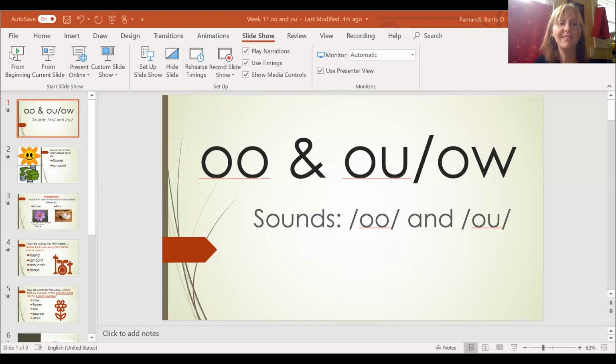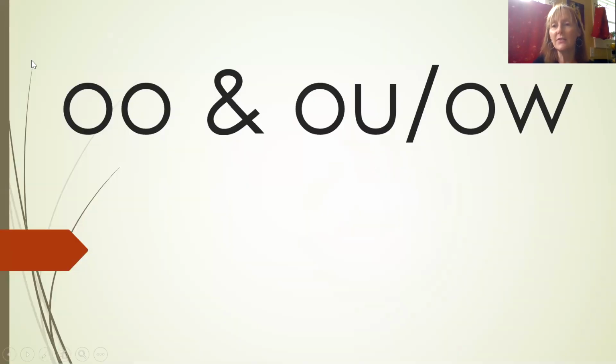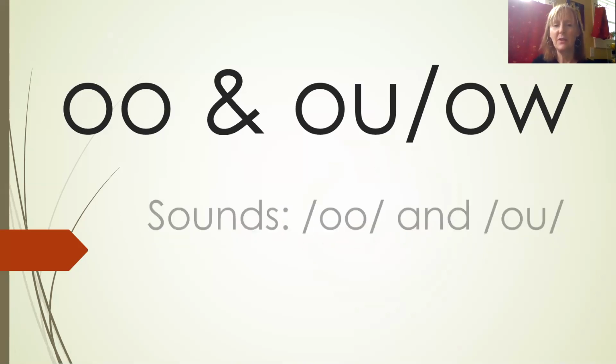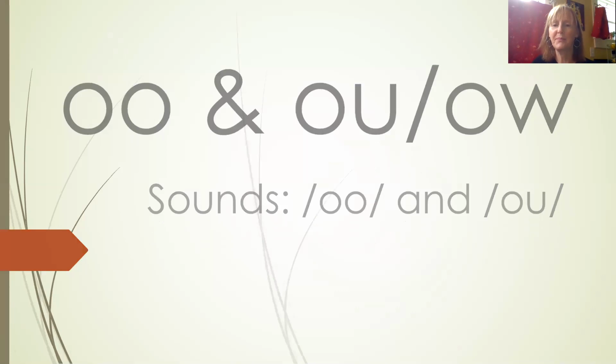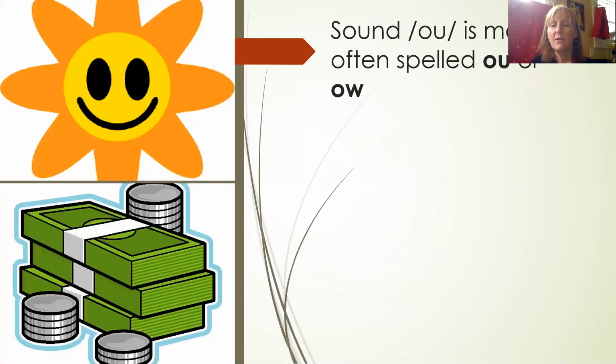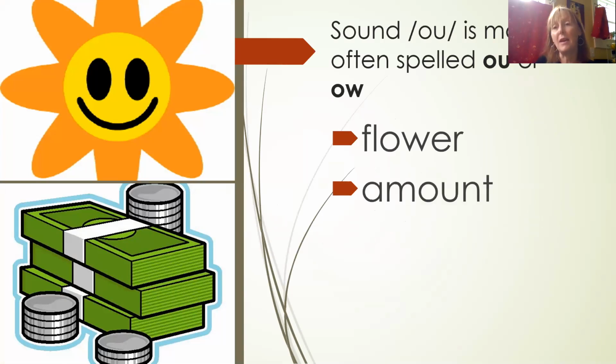I'm going to share a PowerPoint I made for this week. This week, we're going to talk about the sounds ooh and the sounds ow, as in ouch, that really hurt. So here we have sounds ooh and sounds ow. The sound ow is most often spelled either OU or OW. We can see here we have a flower and we have an amount. We can hear ow in flower, and we can hear the ow in amount.